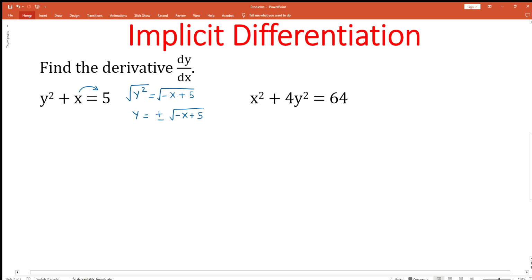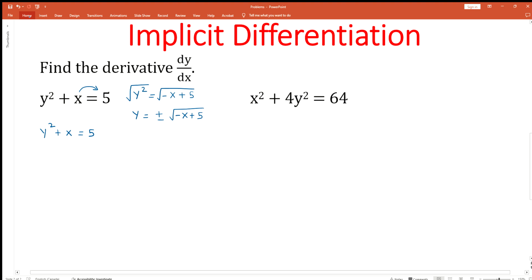In order to avoid the confusion on which case to use to find dy over dx for this equation, we use implicit differentiation to find dy over dx. There is a very important concept we need to understand to solve this type of problem. So we will use the given equation y squared plus x equals 5. We have to find dy over dx, so we have to find the derivative with respect to x.